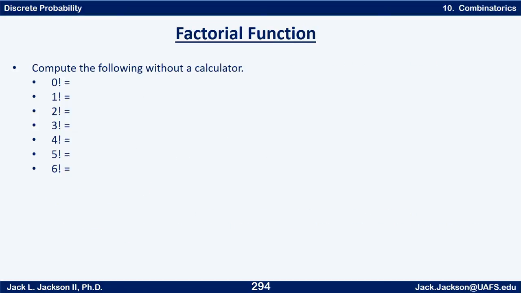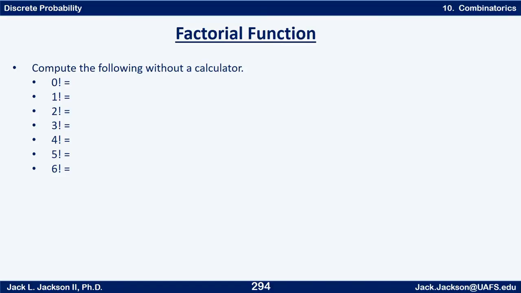So without a calculator, let's work out some of the lower values for the factorial function. Starting at the beginning, write these down. What is 0 factorial, 1 factorial, 2 factorial, 3 factorial, 4 factorial, 5 factorial, and 6 factorial? See if you can work these out now based on the definition we just did. Press pause now.